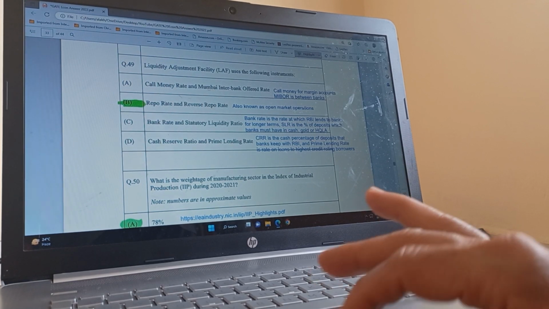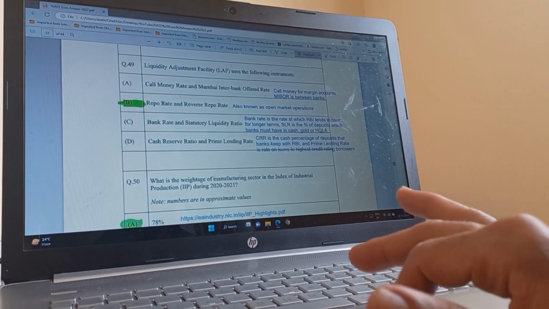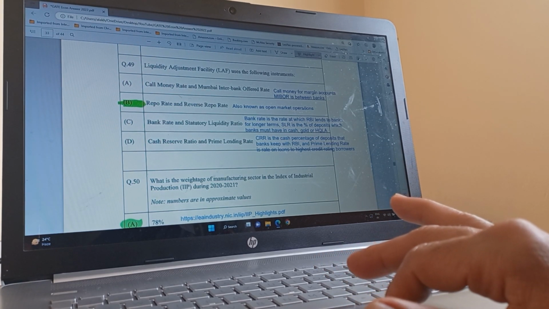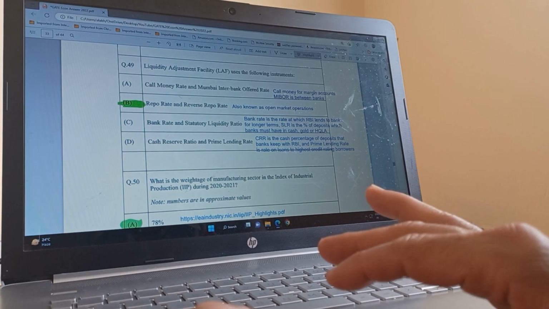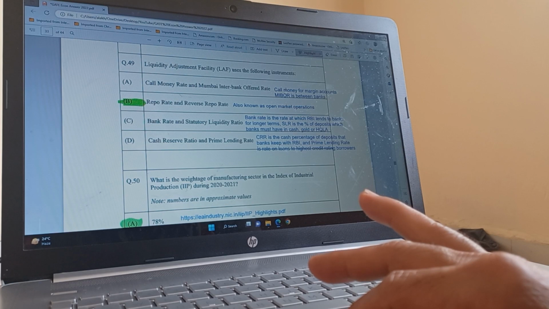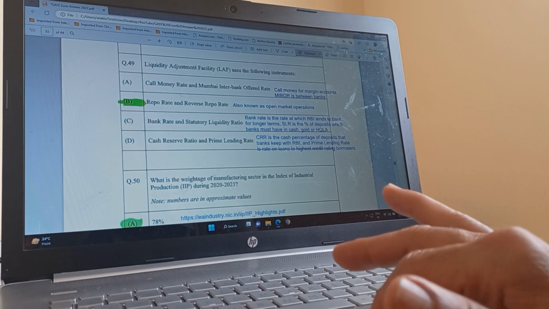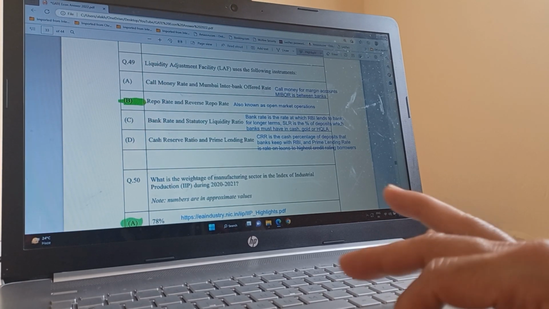That in London is LIBOR, and in Mumbai it is MIBOR. So call money is given for margin accounts, meaning when someone is trading on a margin account and the security has lost value, then the call for depositing more money is given by the bank. Hence, this is not the correct choice because it talks about liquidity adjustment facility, and this is not a liquidity adjustment facility.